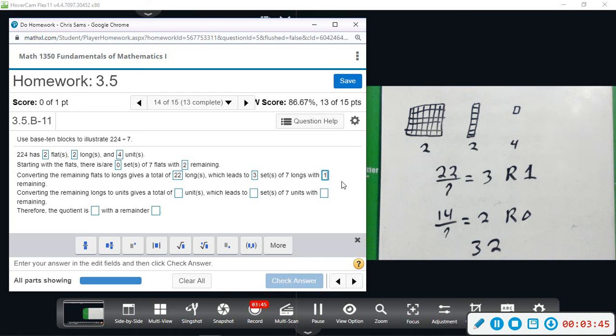So we're going to fill in the rest of these blocks. Converting those gives us a total of 14 units. Gives us 2 sets of 7. We have 0 left over. The quotient when we divide will be 32 with a remainder of 0.